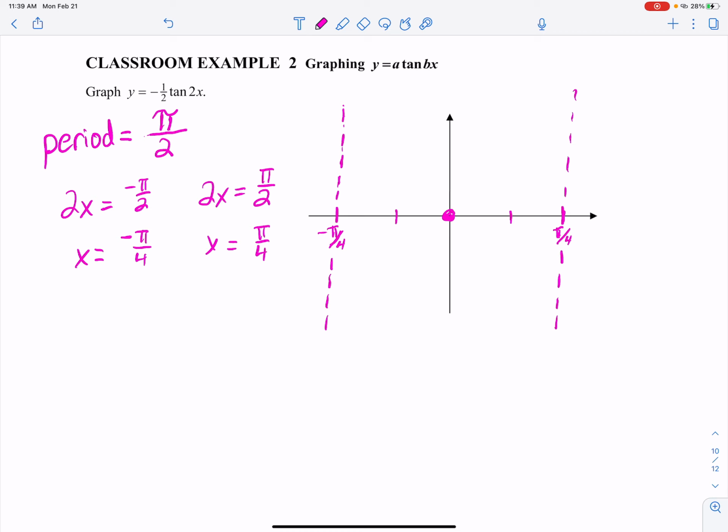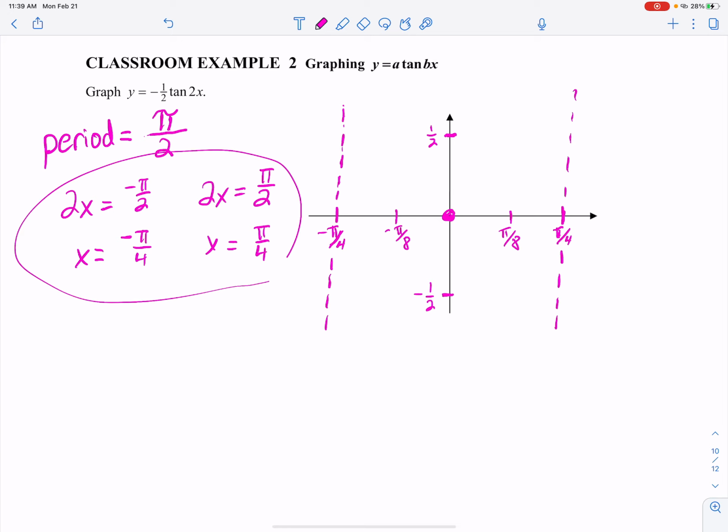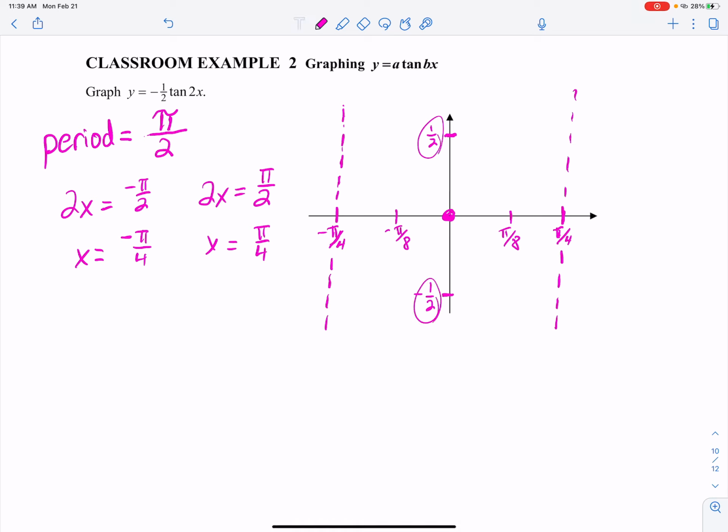Pi over 8. Good. Pi over 8, half of pi over 4. I know the values here are going to be 1/2 and negative 1/2. The only thing that's different, we took care of the 2x, right? The 2x we took care of right here. That's how the 2x affects our graph, it changes the period. We dealt with the 1/2, that was here and here, right? Those are my new quote-unquote amplitudes, right? The only thing that we haven't thought about is this negative.